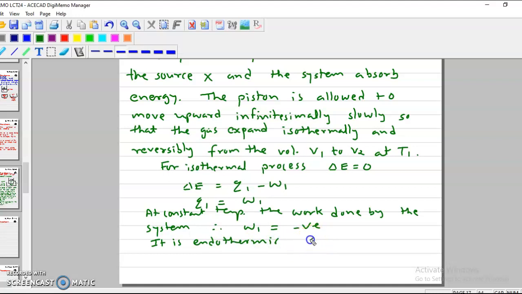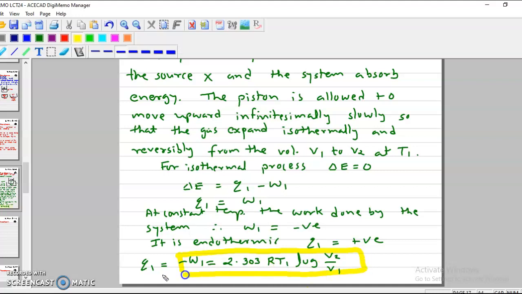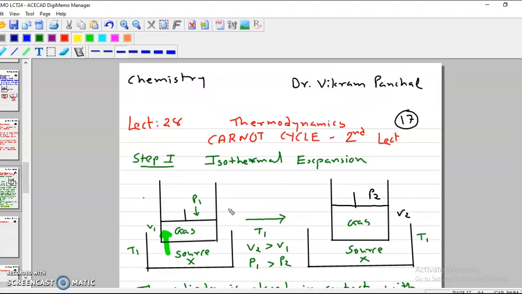It is endothermic process. Therefore, Q1 will be positive. So here the formula is Q1 for isothermal expansion. Q1 is equal to minus W1 is equal to 2.303 RT1 log V2 upon V1. So this formula is used for isothermal expansion. Okay, so here in the first process, this is happening. So this way we can calculate work from heat changes. Okay, this is for the first step.